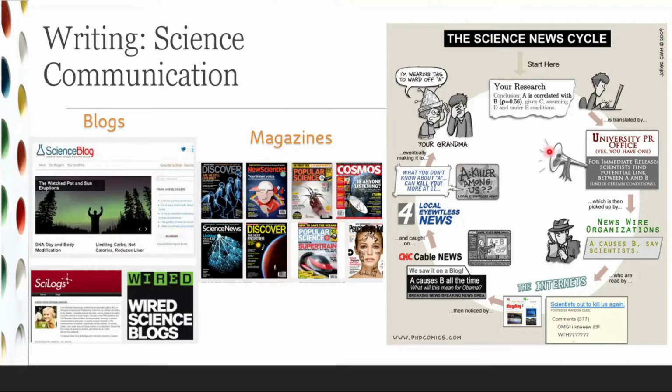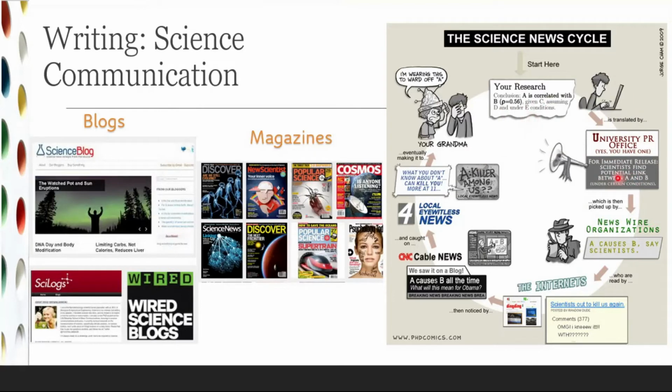Now, why is science communication important? I already emphasized that, but this is a very good example. So for example, this is you, and you did some research and you concluded that A is correlated with B, but given C, assuming D, and under a certain set of E conditions. So your university PR office, and mostly the university PR offices are not so strong, but yours seems to be strong. And they just picked up the information that you shared with them.